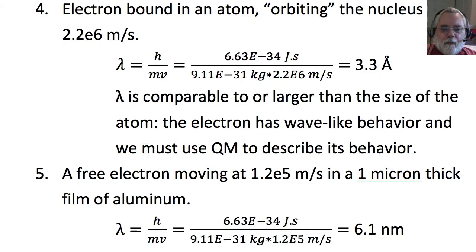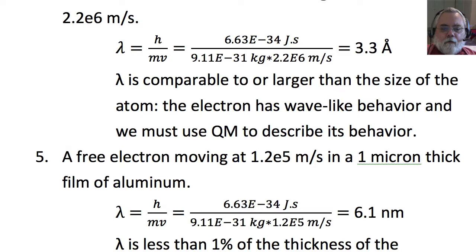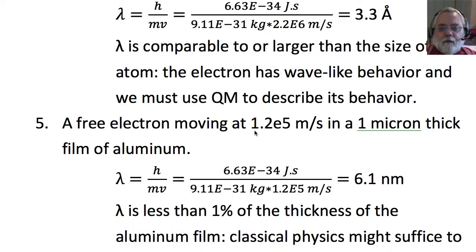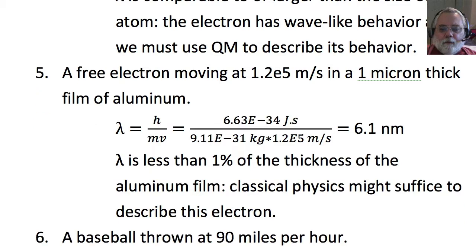How about a free electron, an unbound electron, moving at 100,000 meters per second in a 1 micron thick film of aluminum. When we calculate that wavelength, we get a wavelength of 6.1 nanometers, or 61 angstroms. It's larger than the size of an atom, but it is less than 1% of the thickness of the aluminum film. So classical physics might suffice to describe this electron.